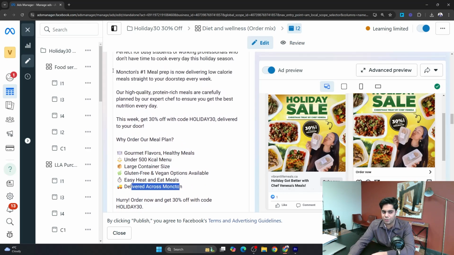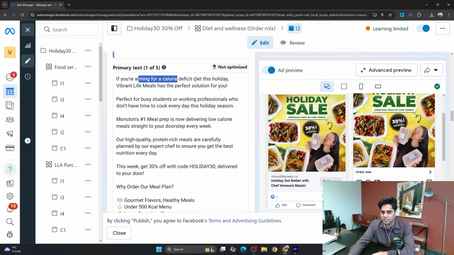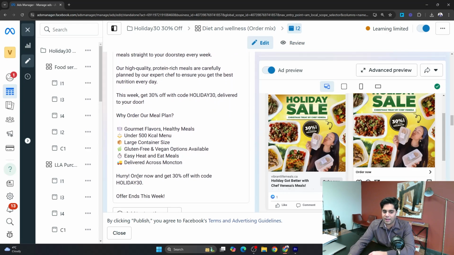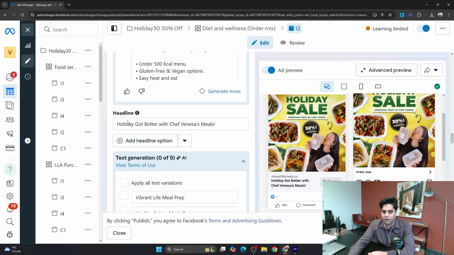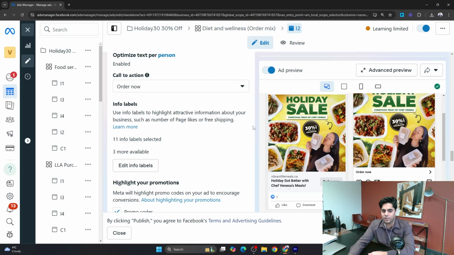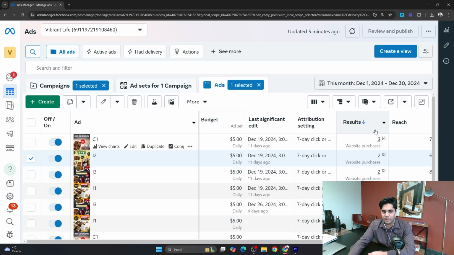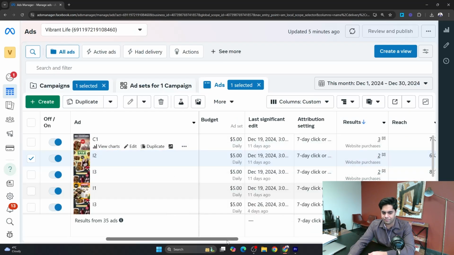So you see how we're doing geo-targeting over here as well? Like we're using social proof, but we're letting them know this is for you if you're looking for a caloric deficit. This is for you because you live in Moncton, because we know we're targeting people just in Moncton. And then we're ending with a big call to action once again. Our headline, holiday got better with Chef Vanessa's meals. And this is Vanessa right there, including a face. And the people go ahead and click on order now and they can place their orders, right?